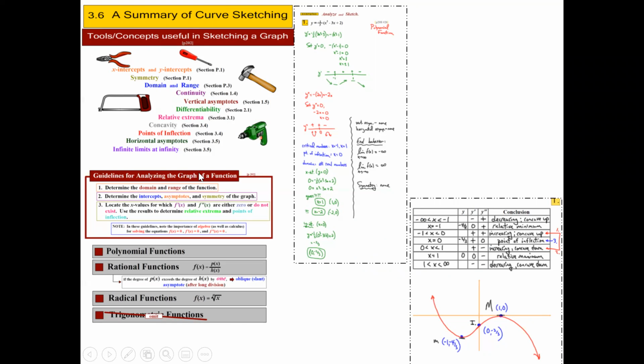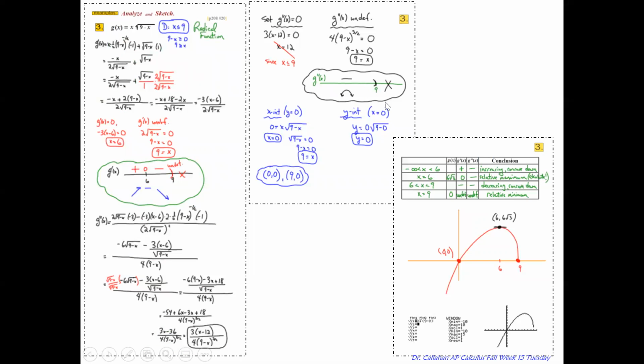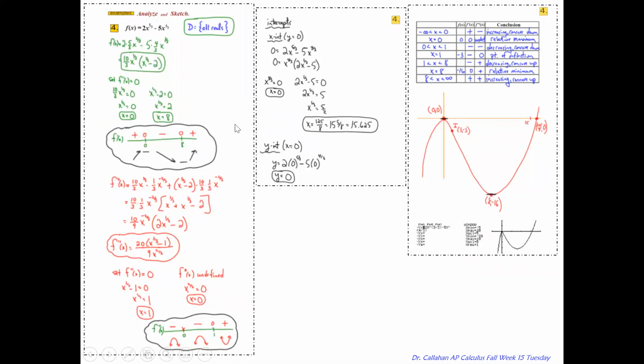This is a guideline for analyzing the graph of a function and determining how to go about your curve sketching. Then take a look at the 4 examples I have. I have 4 examples with the steps and the chart, okay? And then of course the drawing. Example 1, example 2, 3, and 4. They're on separate pages.